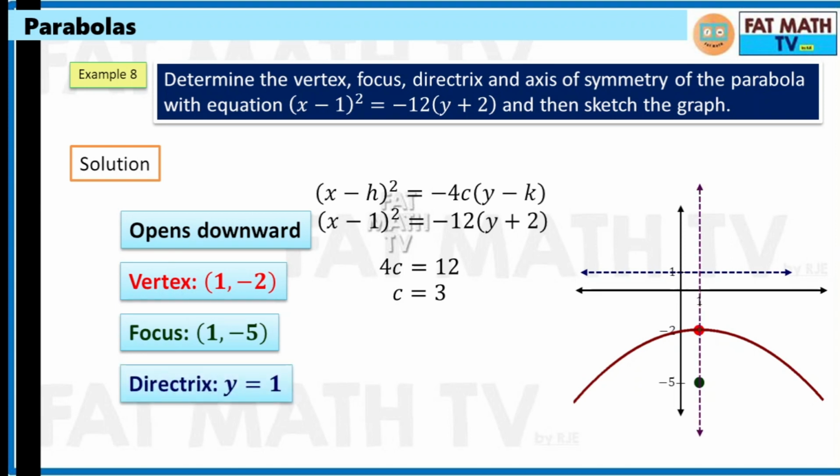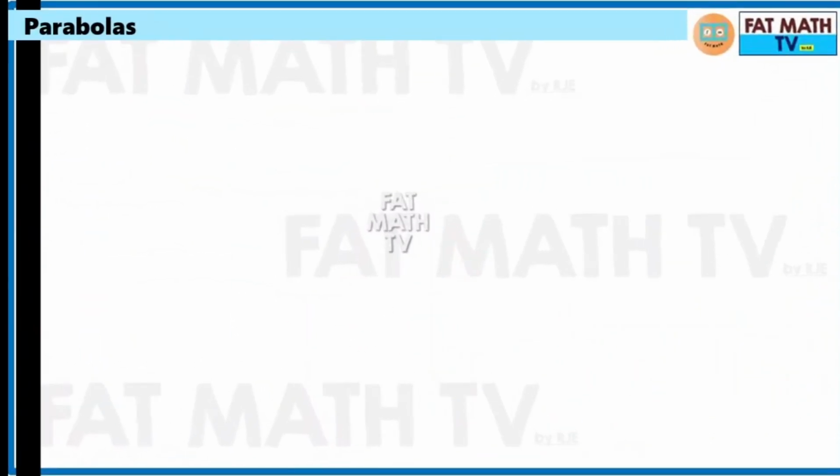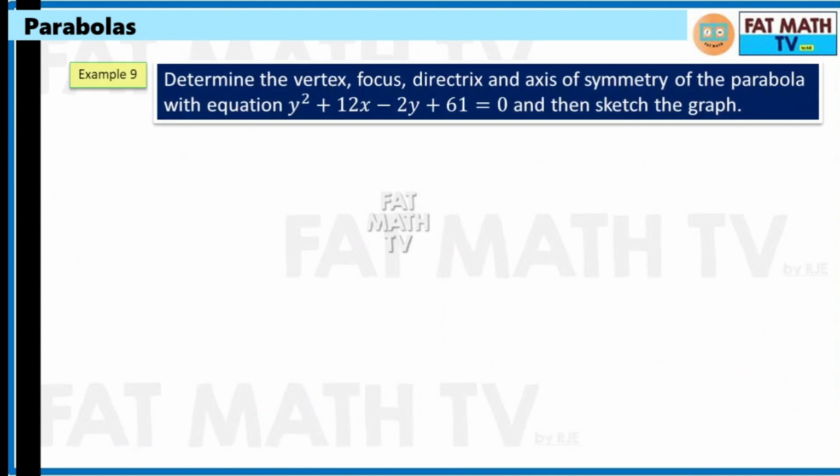And the axis of symmetry is the line that passes through the vertex and the focus, that is x equals 1. Again, if it's a horizontal line, y equals, and if it's a vertical line, x equals. Another example, this time the given is the general equation, so we need to transform this into standard form.